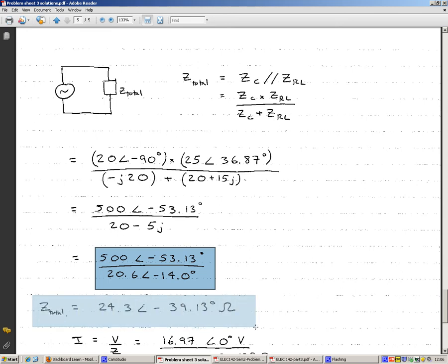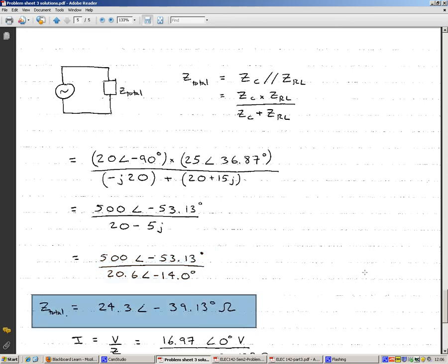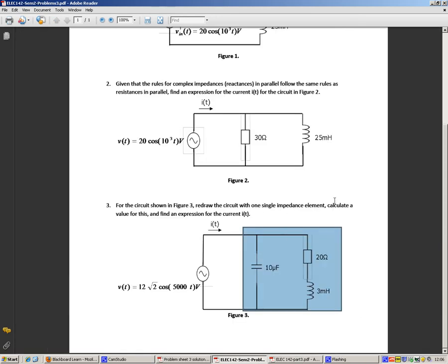So we've finally got our value of Z total is 24.3 at an angle of minus 39.13 degrees ohms. So that's our total value there. So we've solved that first part of the question. So we've calculated a value for that single impedance element. That's mostly done. Now we've done the hard work, we're just going to find the expression for the current I of t.